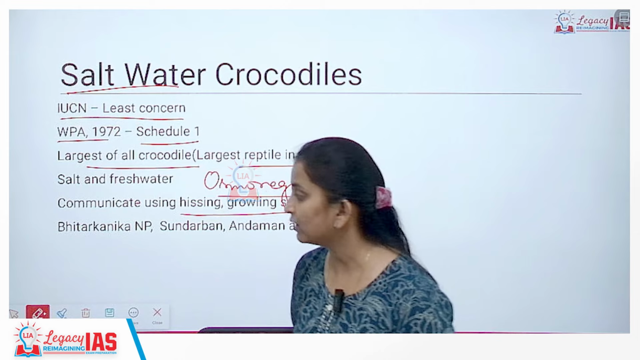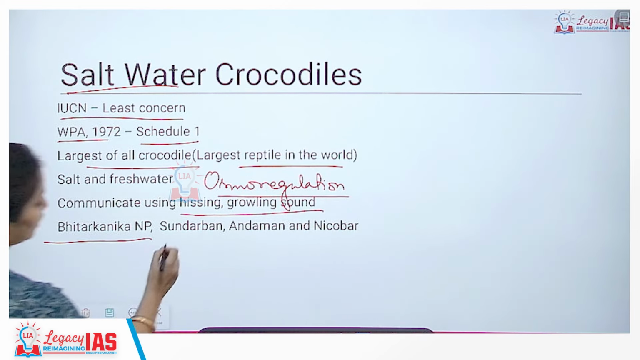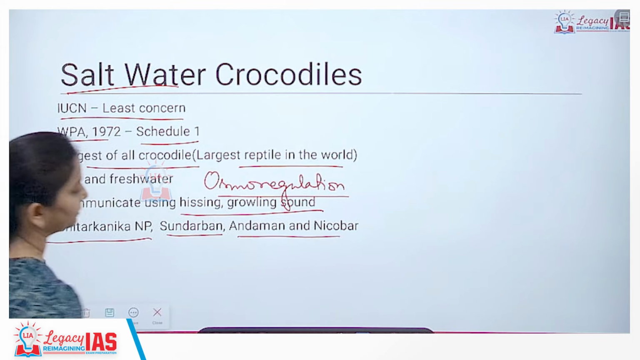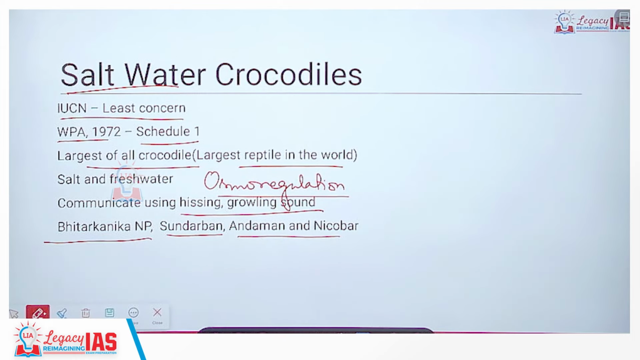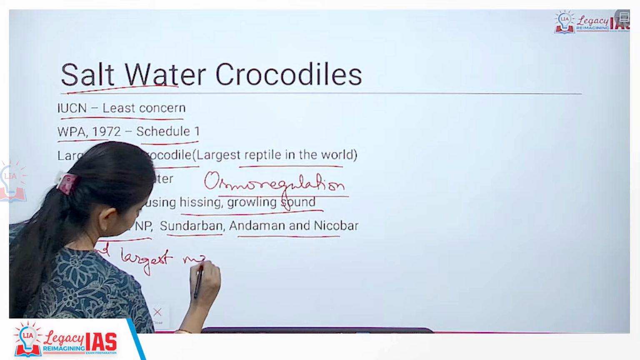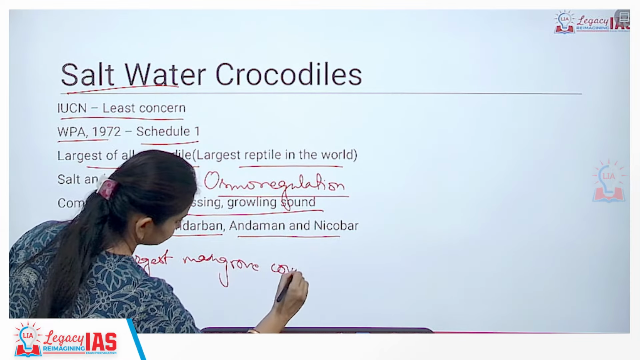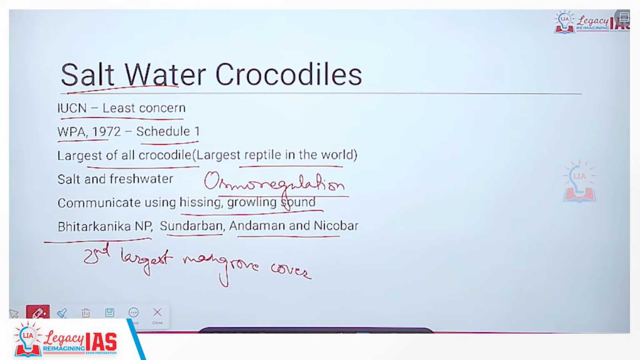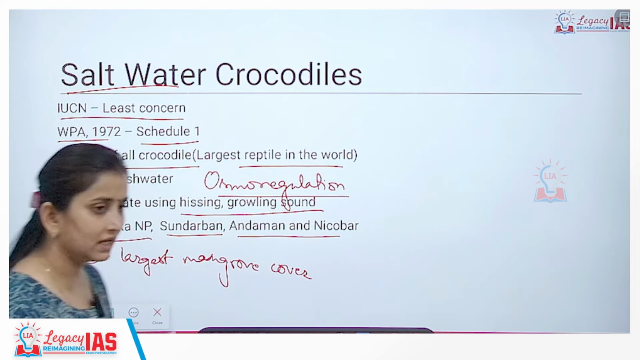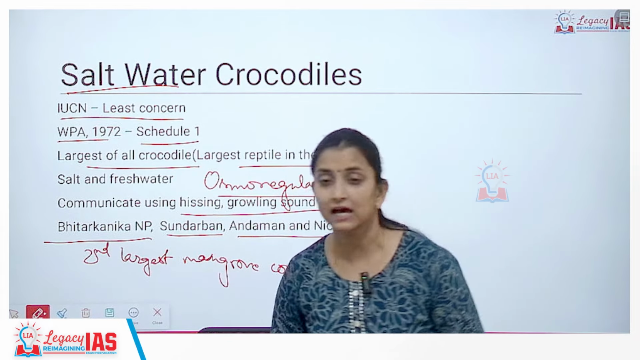In India, they are found in Bhitarkanika National Park. Apart from this, they are also found in the Sundarbans and the Andaman and Nicobar Islands. Sundarban is the largest patch of mangroves in the world. The second largest mangrove cover in India is Bhitarkanika National Park. So the saltwater crocodile is found in Odisha's Bhitarkanika, and also in the Andaman and Nicobar region and Sundarban.